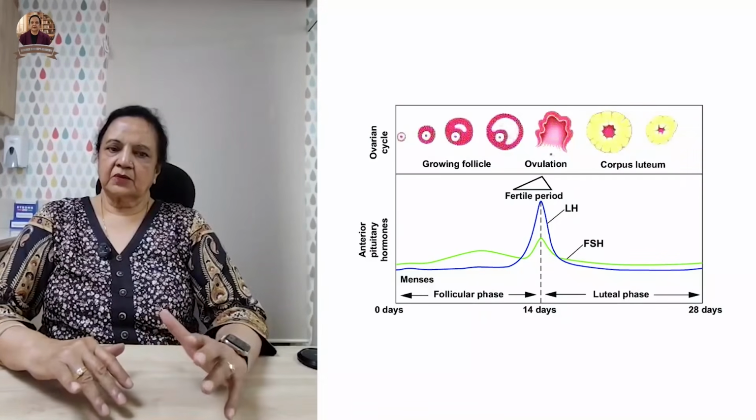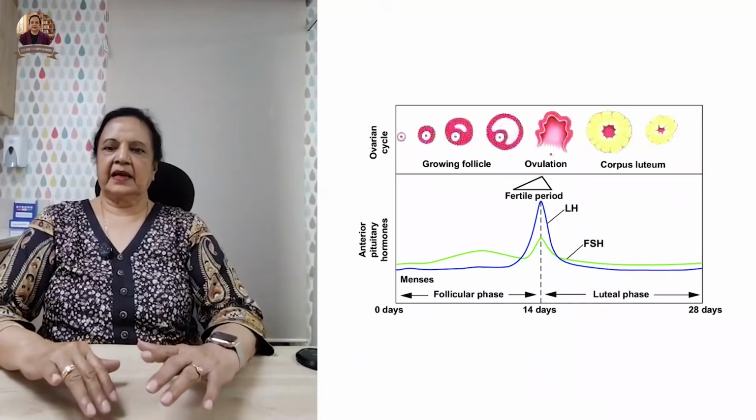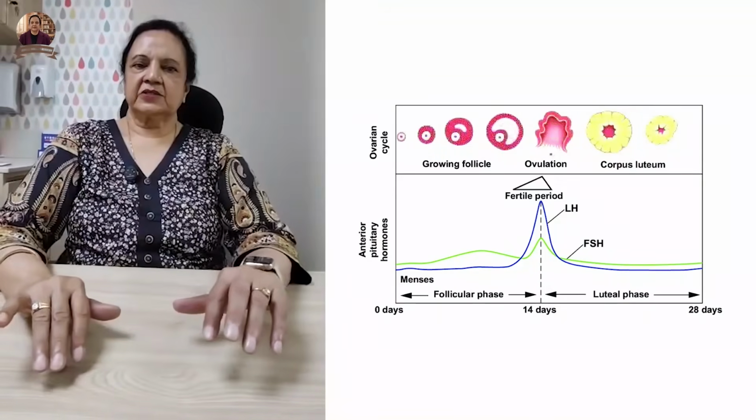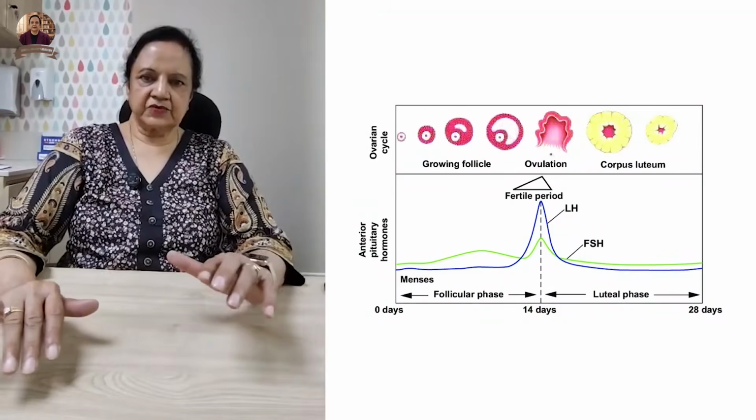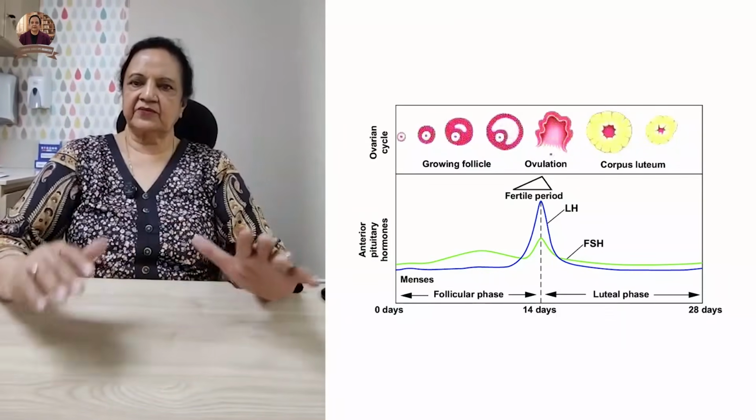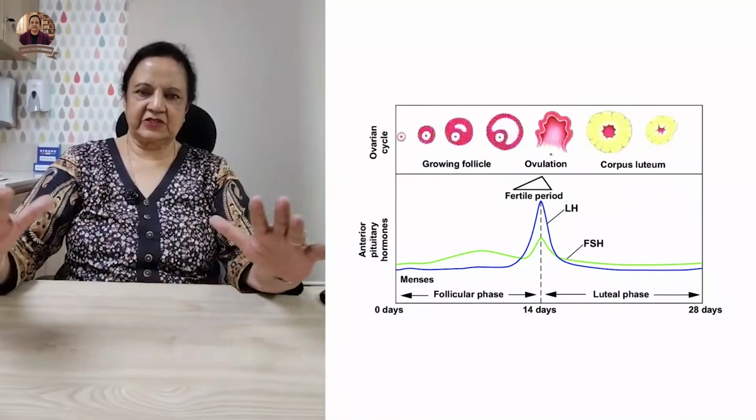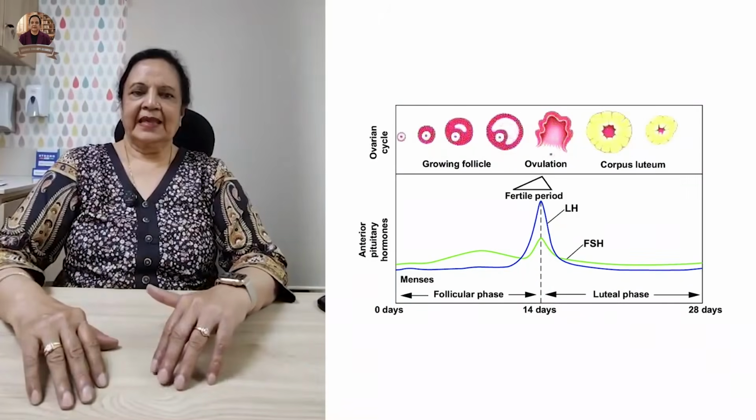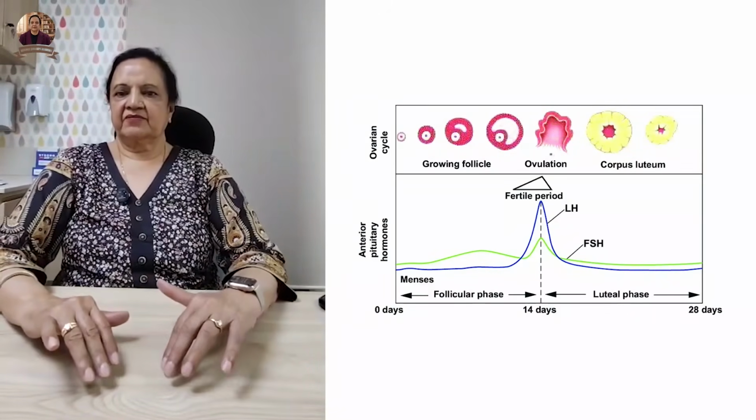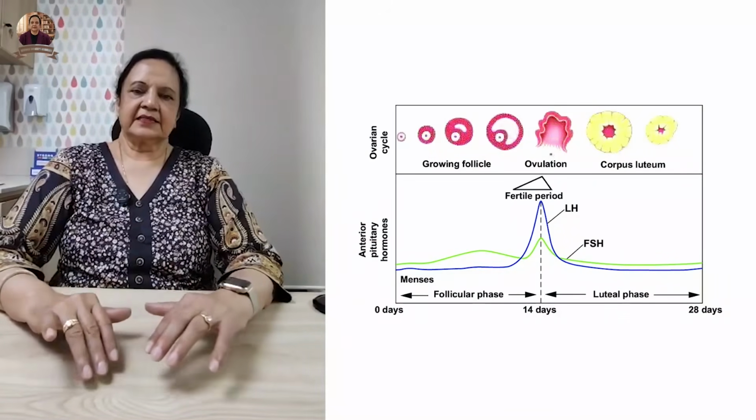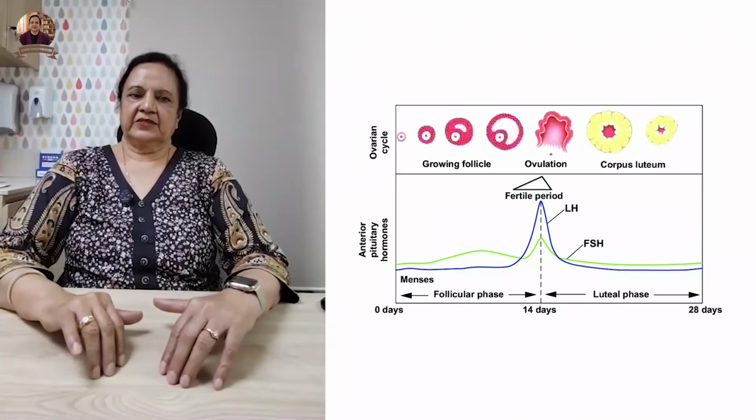Then occurs the hormone peak. Estrogen levels reach their peak by the end of this phase. Ovulation, which occurs on day 14. The high level of estrogen triggers a positive feedback on the pituitary, causing a sudden surge in LH, luteinizing hormone. It results in the rupture of the mature Graafian follicle, releasing the secondary oocyte. This process is called ovulation.